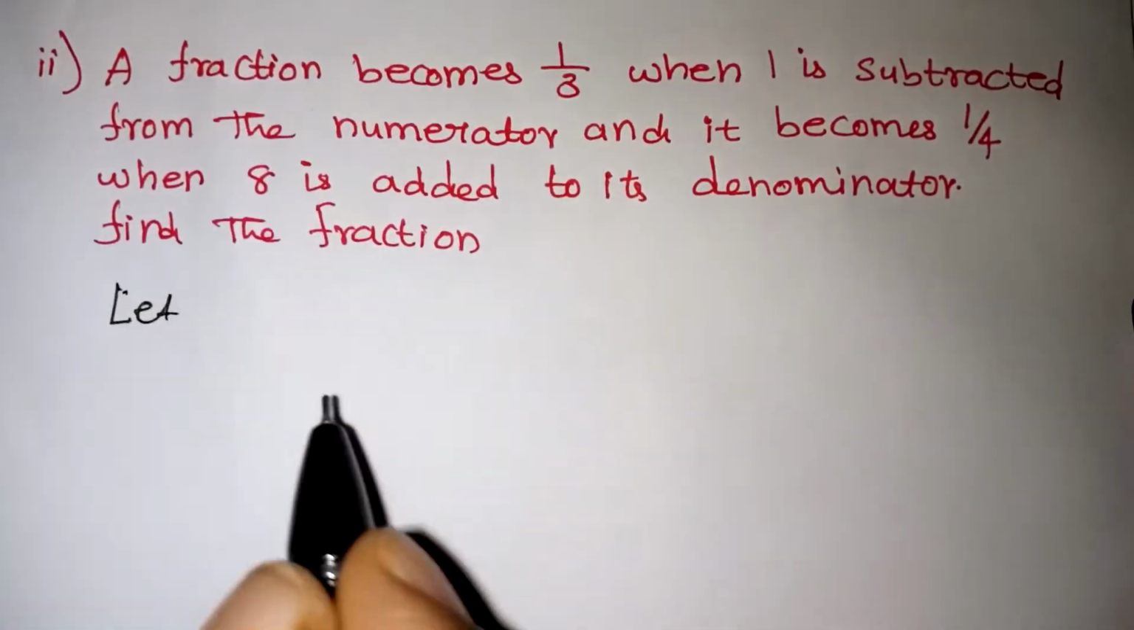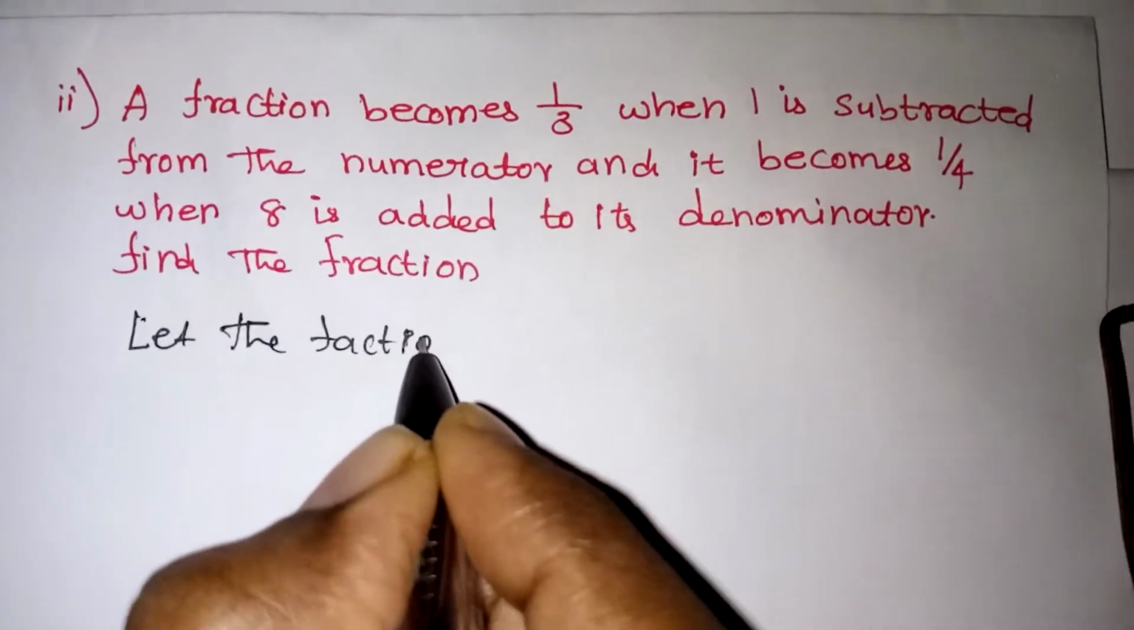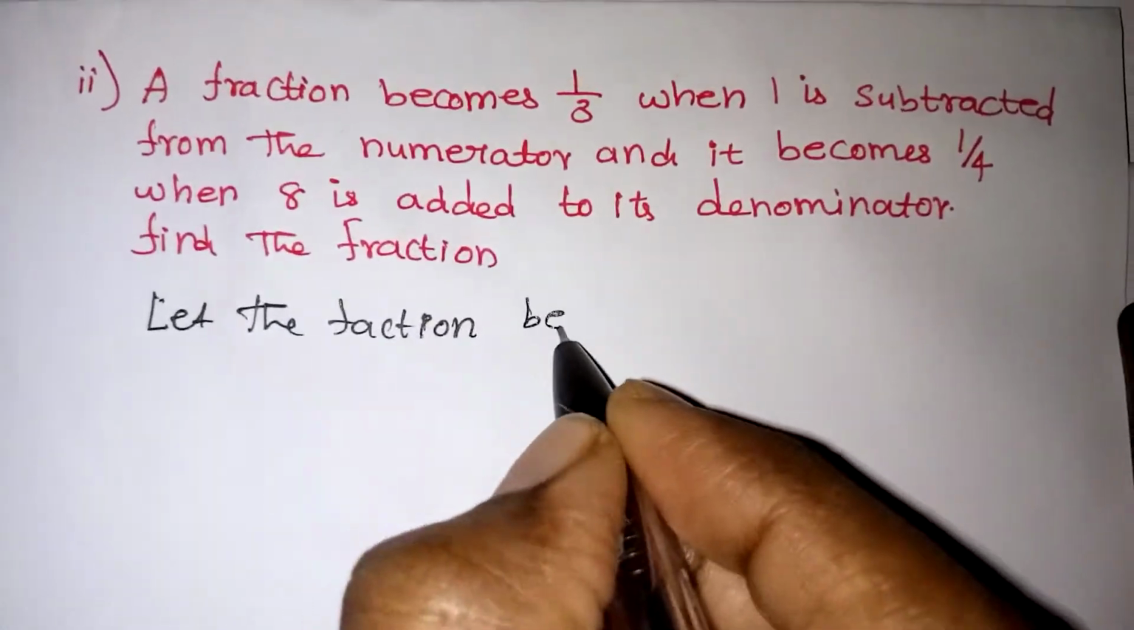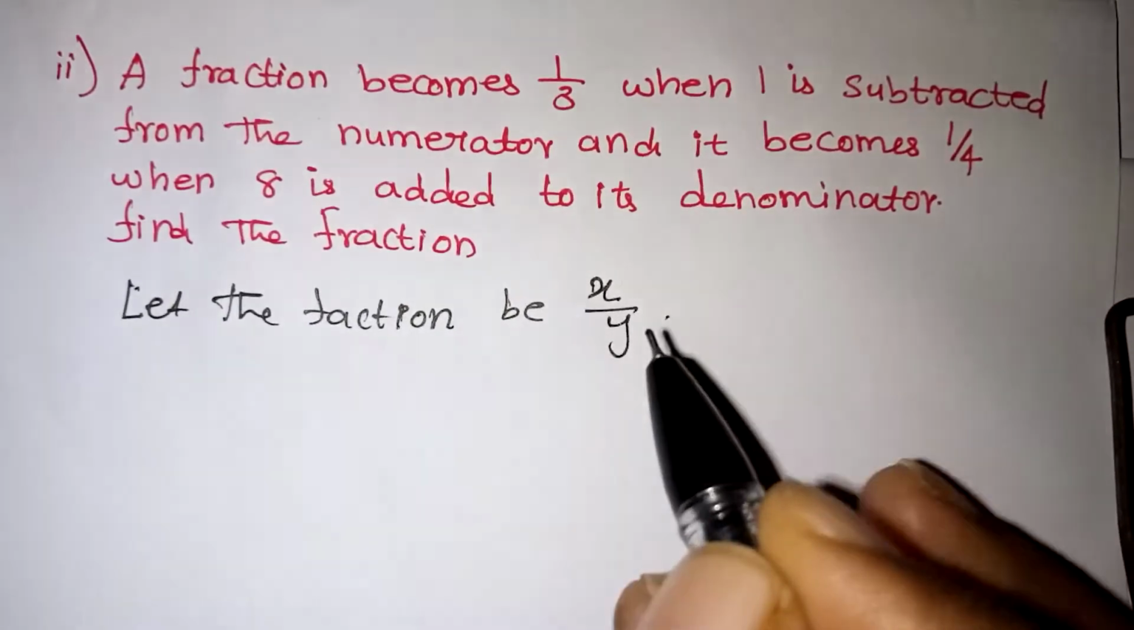So let the fraction be, we have to take it with any variable. So I am taking x by y. My numerator is x, my denominator is y. So we have taken x by y as our fraction.